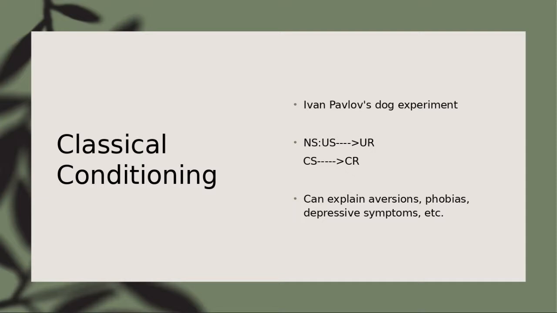So in Pavlov's experiment, the neutral stimulus would be the bell. It's something that's neutral, that doesn't really cause a reaction in the animal until it's paired with the food, which is the US, or the unconditioned stimulus. The unconditioned stimulus causes an unconditioned response. The unconditioned response would be salivating. So the term unconditioned means unlearned. So the animal did not have to learn to salivate to the meat powder. It was a natural reaction.